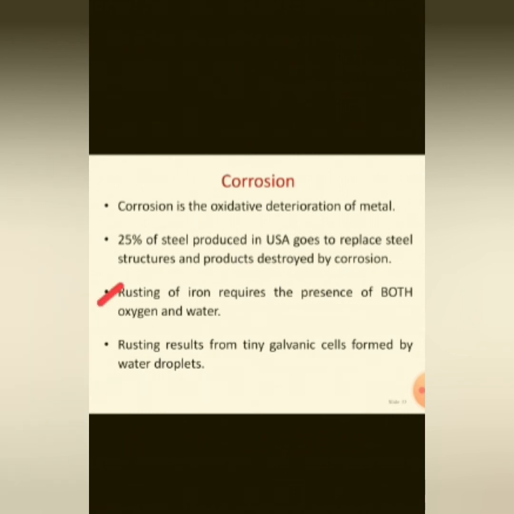Rusting of iron requires the presence of both oxygen and water. It means that in the absence of water or oxygen, rusting or corrosion will not occur. Rusting results from tiny galvanic cells formed by water droplets.